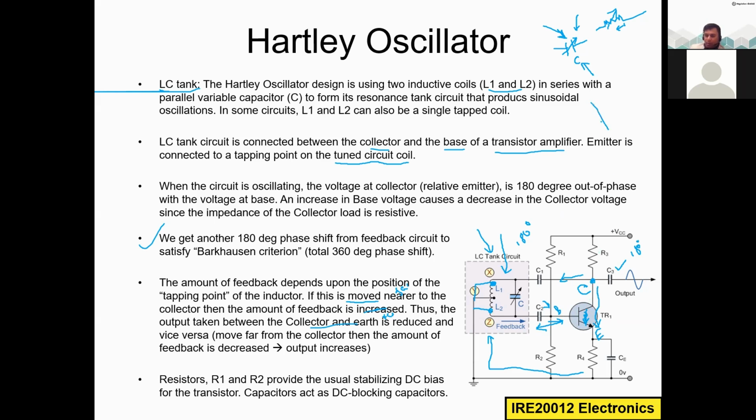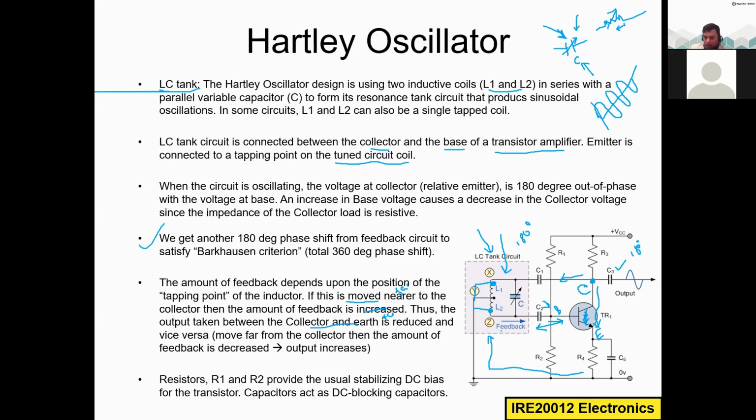This is what we want: we want the voltage to move back and forth. It goes to the peak, then down to negative, then to the positive peak, then the negative peak, and so on. This is happening automatically, and we are getting the output at this collector point.